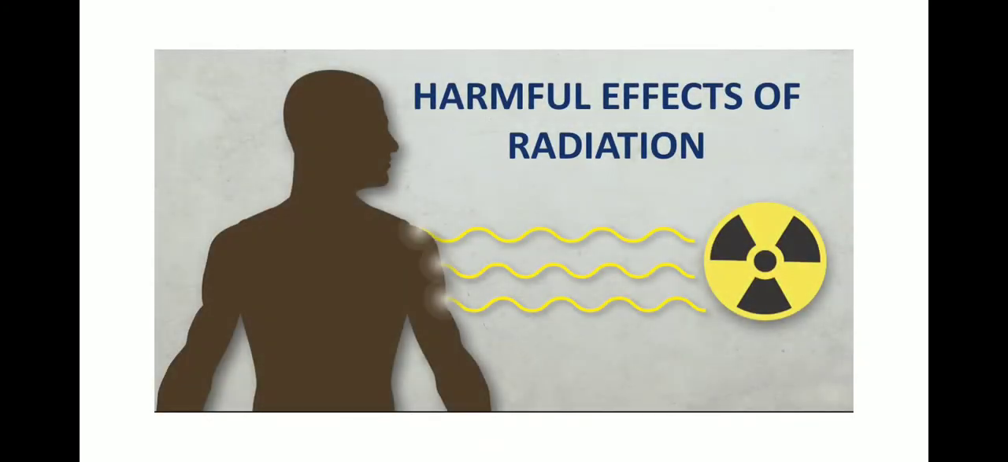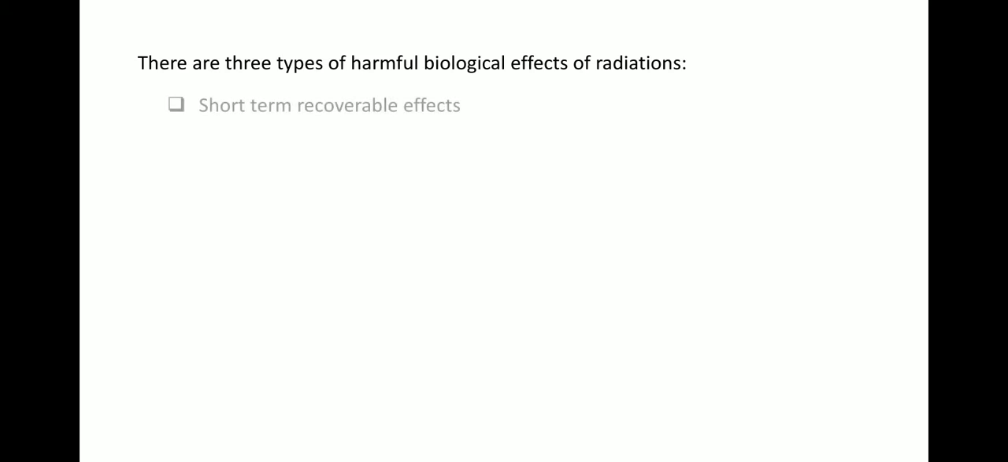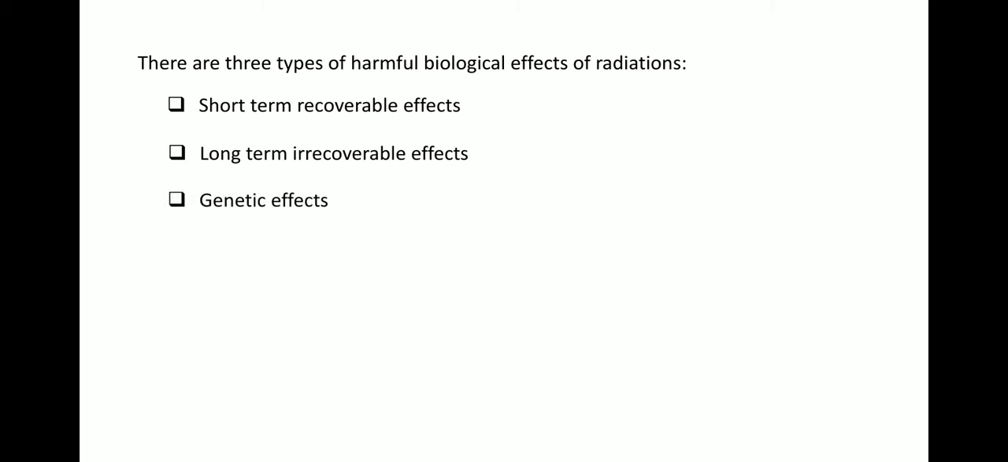The next topic we will discuss here is the harmful effects of radiation. There are three types of harmful biological effects of radiations. Firstly, short-term recoverable effects. Second, long-term irrecoverable effects. And the third, genetic effects. In the first one, the symptoms seen are diarrhea, sore throat, loss of hair, etc.